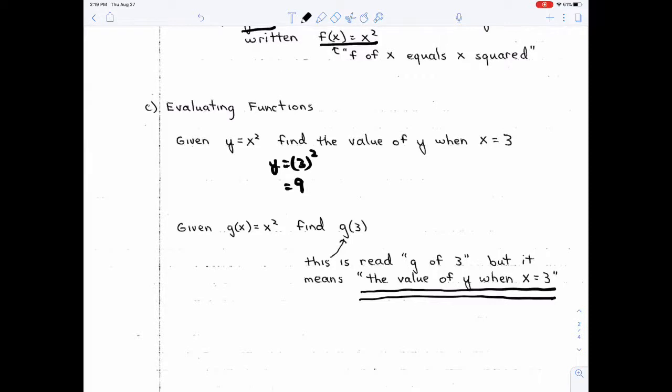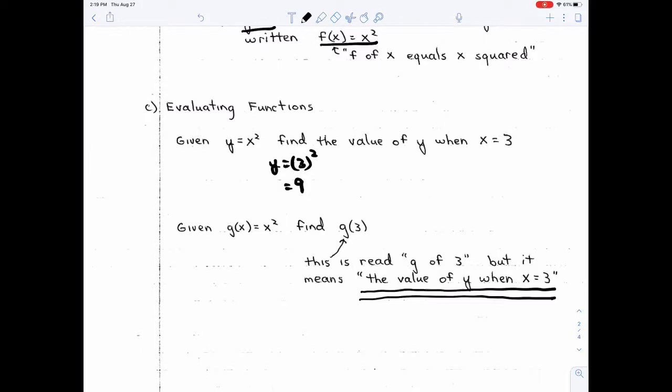Well, notice the problem right above it. Given y equals x squared, find the value of y when x equals 3. Fine, we can do that, no problem. This says given g of x equals x squared, find what? The value of y when x equals 3. Now you read it g of 3, but what it means is the value of y when x is 3. So what do we do? The same thing. There's going to be one little difference, though.